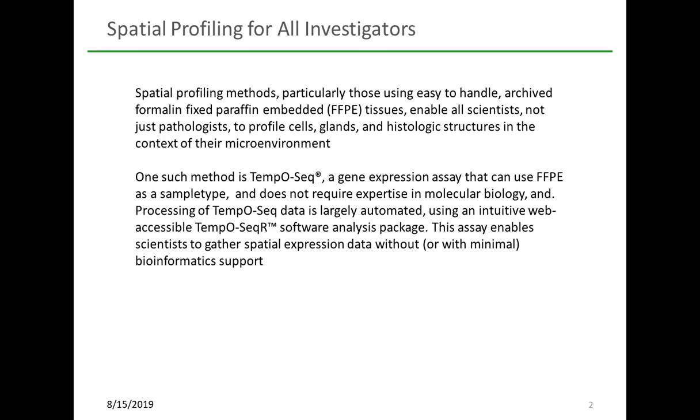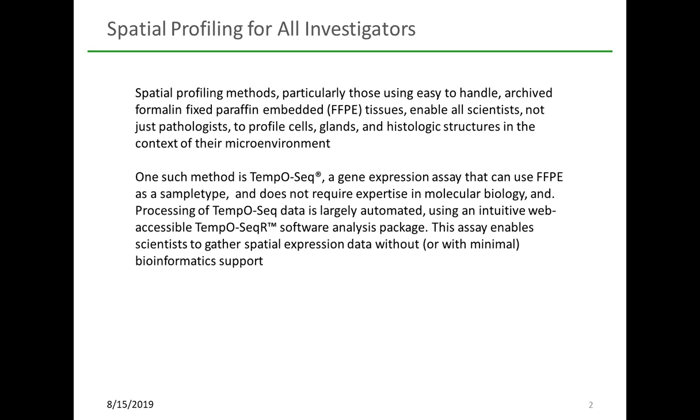And one such method that I'll talk about is the one that we've developed, which is called Tempo-Seq. That's in development at this point. It's not a launched commercial assay, but it's a gene expression assay that can use fixed tissue as the sample type. It doesn't, again, require expertise in molecular biology. And an attractive aspect of it is that the data analysis is largely automated. So it also doesn't require the support of a bioinformatics expert. This is carried out through a package called Tempo-Seq R.